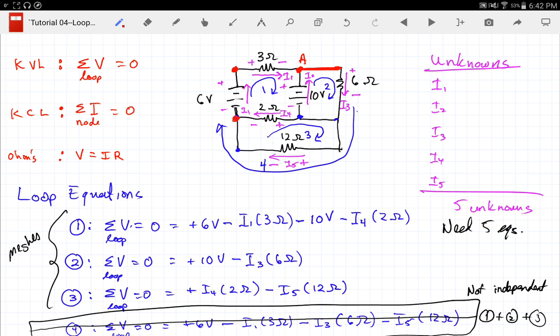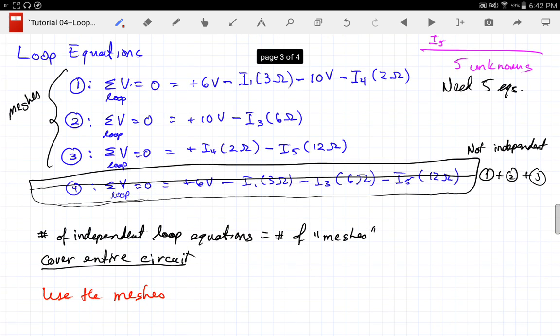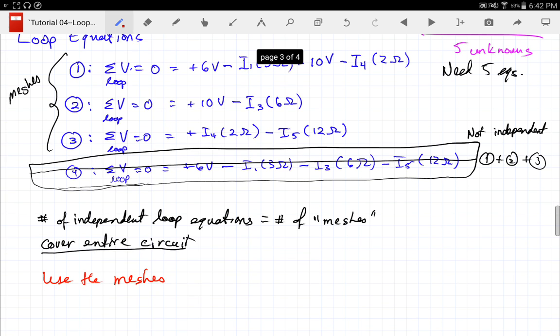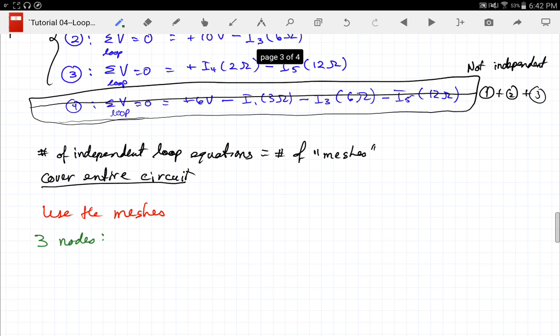Here's another essential node. It's connecting 1, 2, 3 elements. I'm going to label that node B. And here I have my final essential node connecting this resistor, this power supply, this resistor, and this resistor, so 4 things. And I'm going to call that node C. So I have 3 nodes. So let's make our node equations.